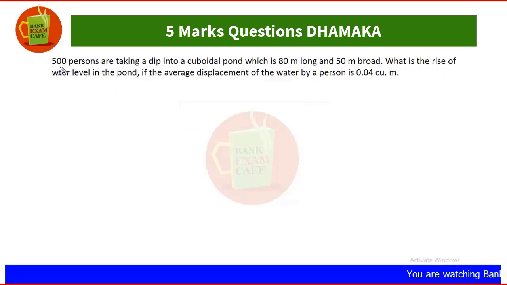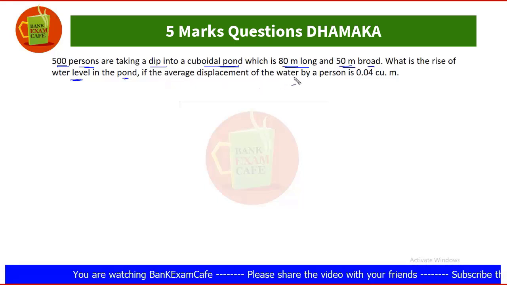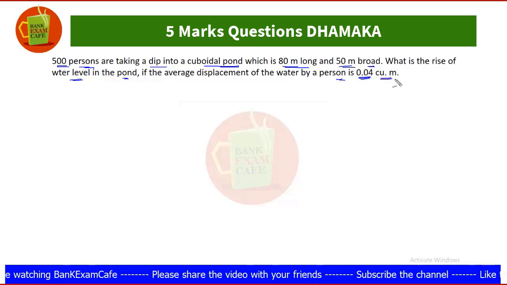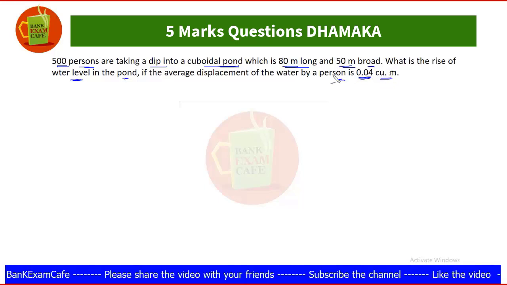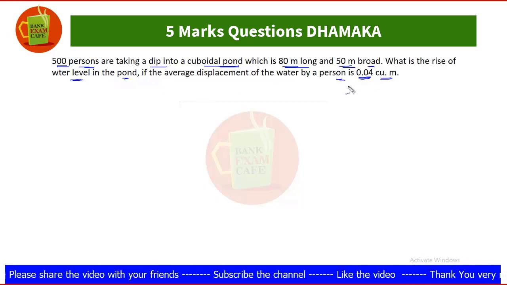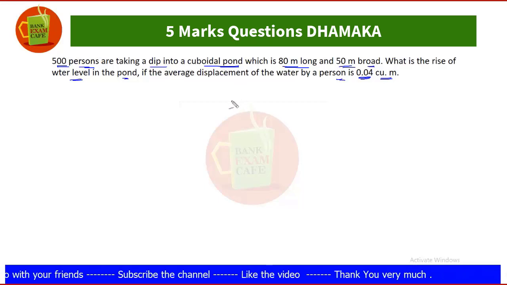Next question is: 500 persons are taking a dip into a cuboidal pond which is 80 meter long and 50 meter broad. What is the rise of the water level in the pond if the average displacement of the water by a person is 0.04 cubic meter? Now here we will have to find the height raised after the 500 persons take a dip into the water.